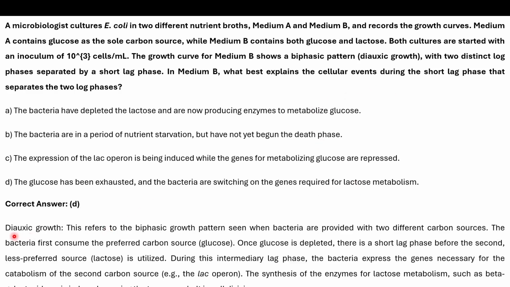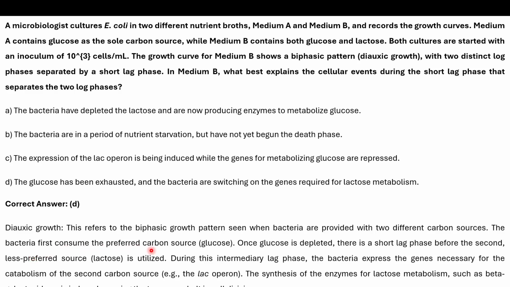So, what happens in diauxic growth is, correct option is D. The glucose has been exhausted and the bacteria are switching on the genes required for lactose metabolism. This is why there is a short lag phase in between. So, diauxic growth refers to the biphasic growth pattern seen when bacteria are provided with two different carbon sources.